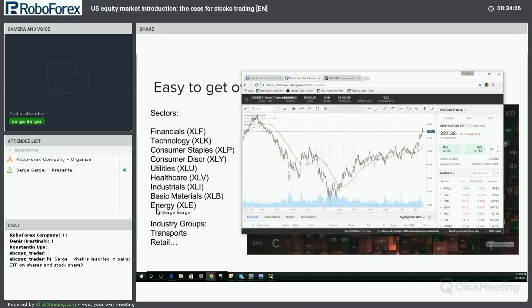So now let's get to the question here by ABCXYZ Trader. He's asking, what is the lead lag in pairs? In other words, exchange traded funds on the stock share.